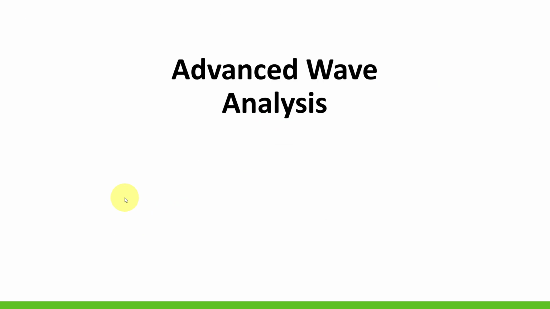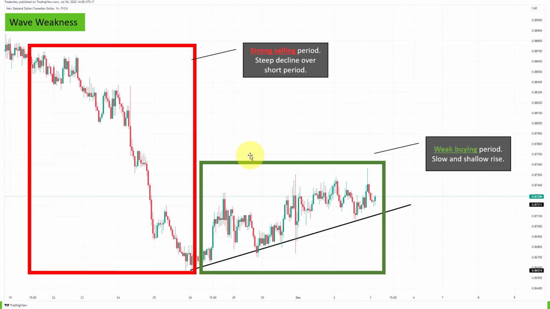And to add to that, we can look at advanced wave analysis, because I think this is really helpful to get a general understanding of market sentiment. So we always want to analyze wave strength and wave weakness. So here the market is clearly in a downtrend. In the downtrend, the market moved lower, and then we have a corrective phase.